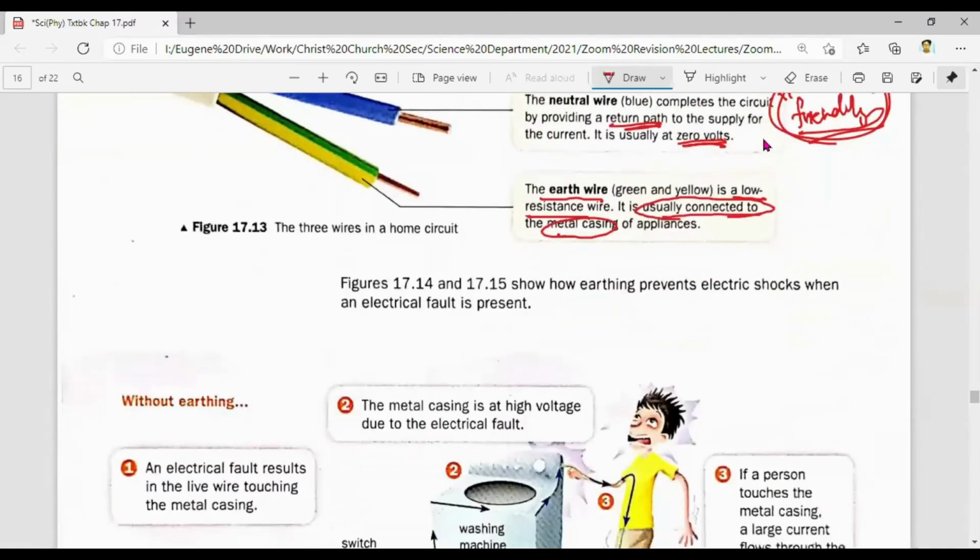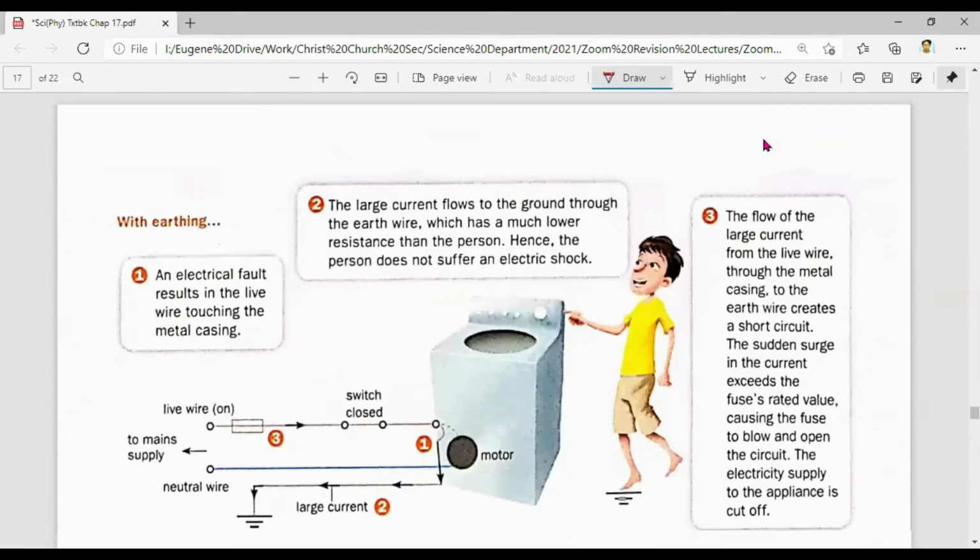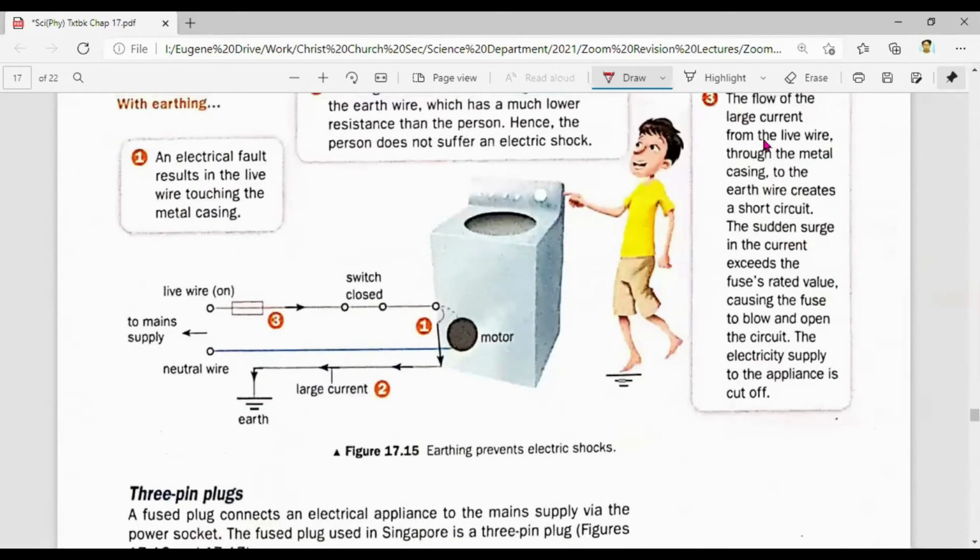So if you go down, look at this here. It's a little bit weird. If I could redraw this, it's actually this whole washing machine. There's this wire that touches the washing machine and goes to the ground. This wire that touches the washing machine and goes to the ground is called your earth wire.